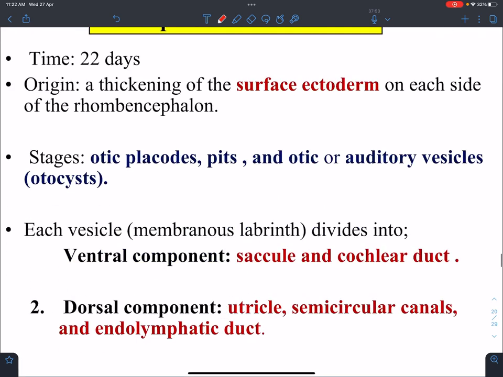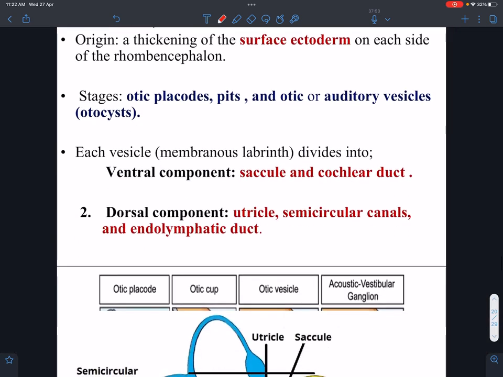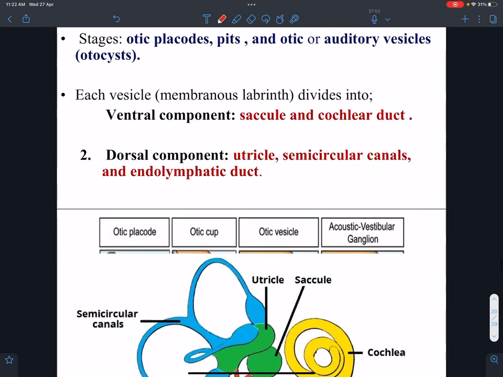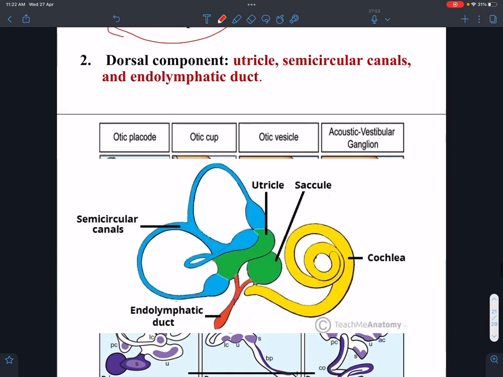Okay, so here it is: the origin, the stages, and it will eventually proliferate to give you the different parts of the inner ear. The ventral component will give you the saccule and the cochlear duct.